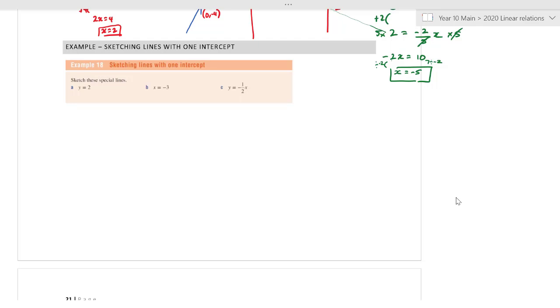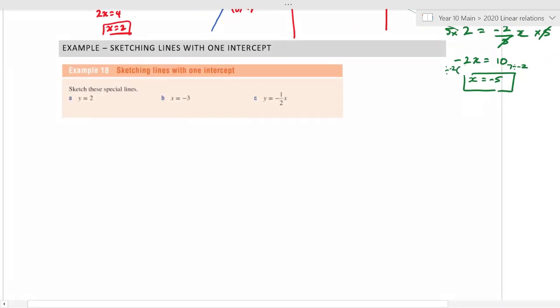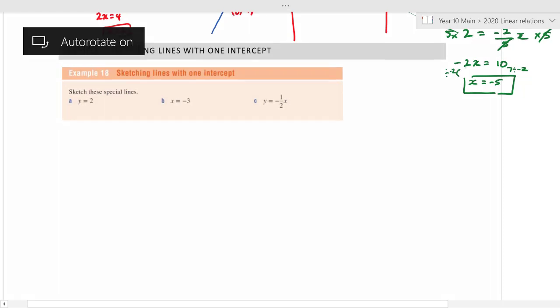Hi class, in this video I'm going to go through just the tail end of sketching lines, and then I wanted to go through the next section, which was finding the equation of a line. Alright, so this is on page 20 I believe. So look, we're looking at some special lines.